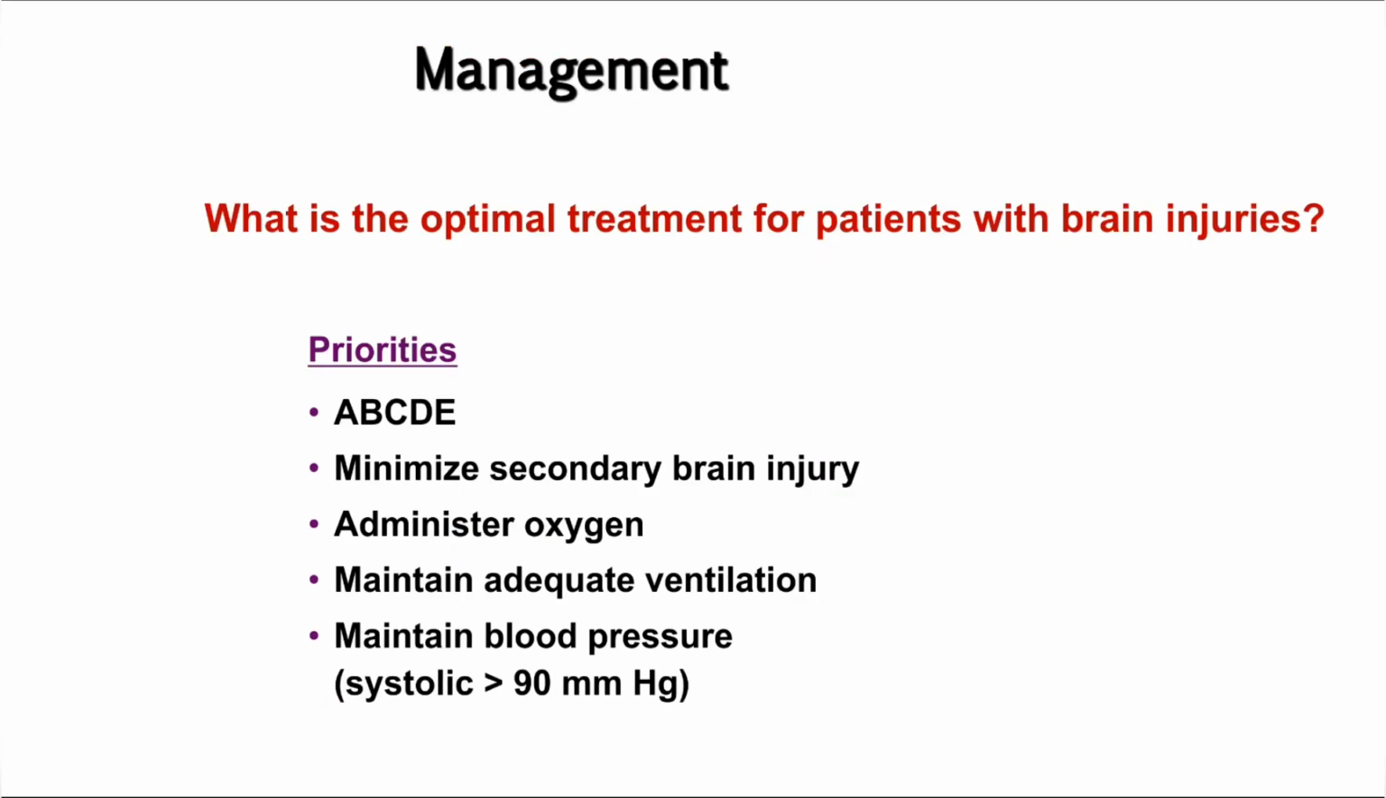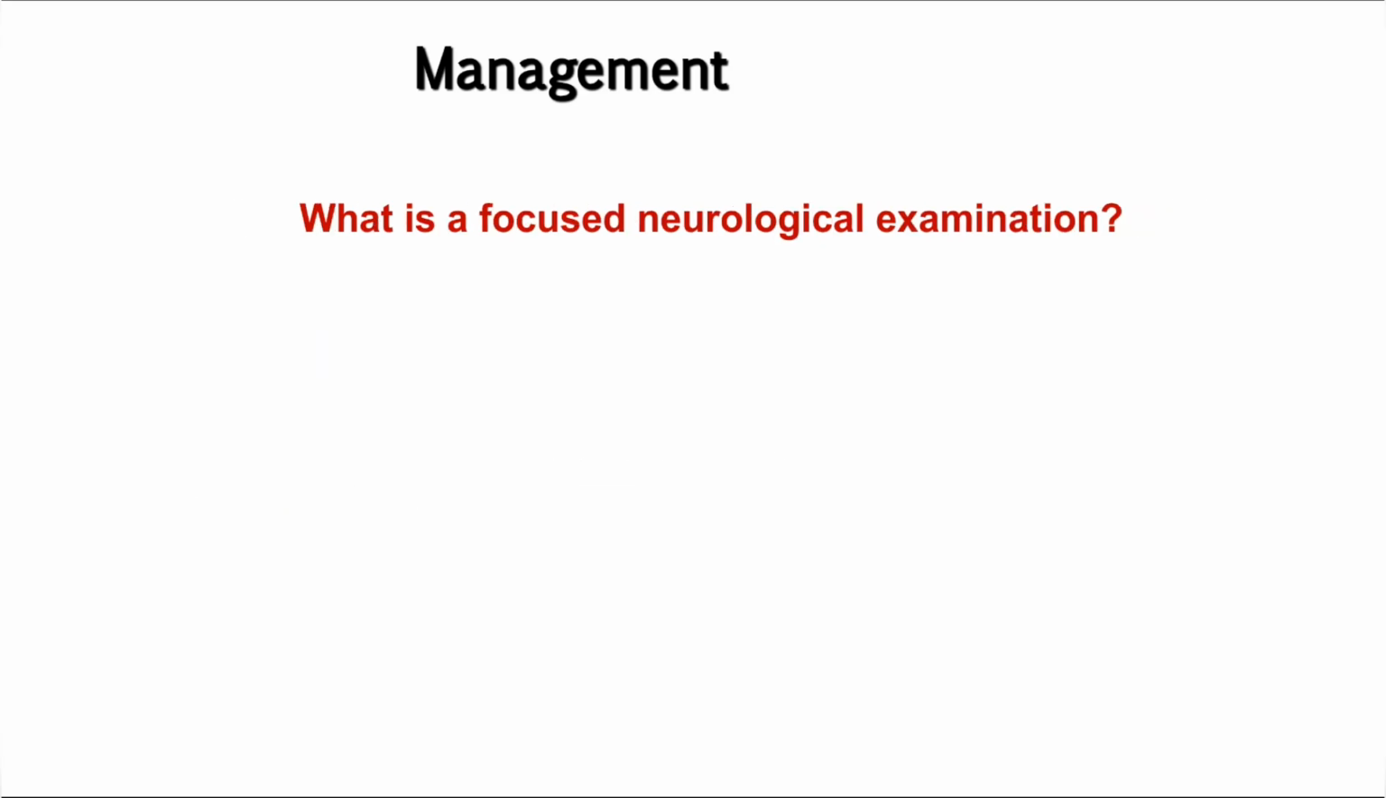What is the optimal treatment for patients with brain injury? You have to prevent secondary brain injury by providing good airway, good breathing, good circulation, and good disability. So you give oxygen, ventilate the patient if necessary, maintain blood pressure above 90 over 60. So at least the systolic should be above 90.